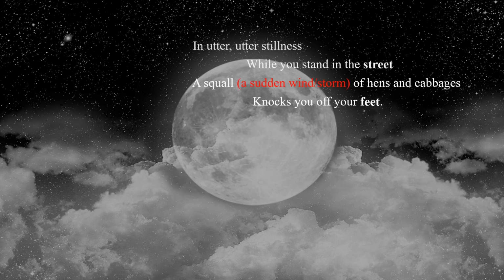In utter stillness, while you stand in the street, a squall of hens and cabbages knocks you off your feet. So you see, the poet is presenting you with different scenarios that are happening on the moon. So he says that if you stand in the street, there can be a squall, means a sudden storm. There can be sudden storms of hens and cabbages. Cabbages here means vegetables that can make you fall. Okay, so this is the other unusual thing that will happen on the moon.